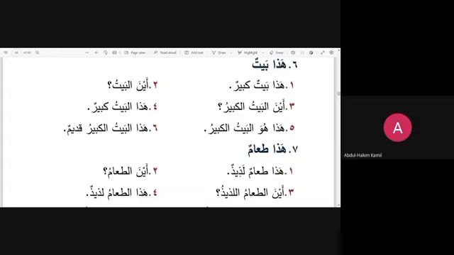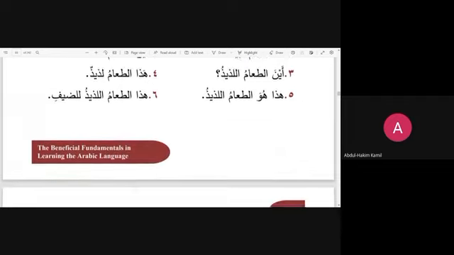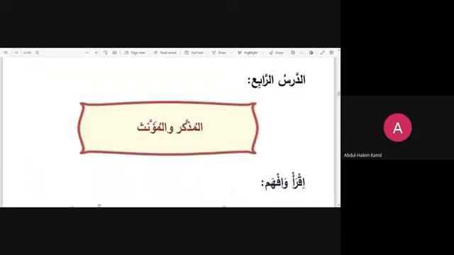Number 6. هذا البيت. This big house is old. قديم means old. Okay, this is the last one here for the brothers and sisters online. After that, we're going to number 4.